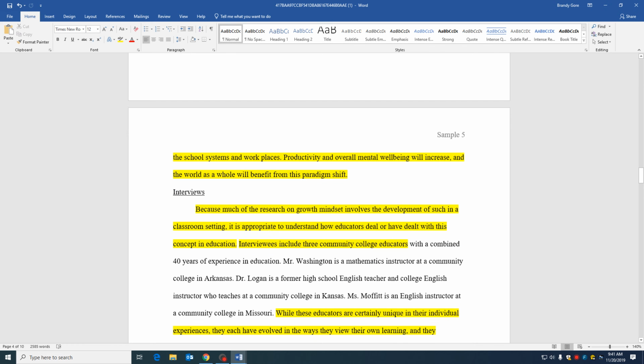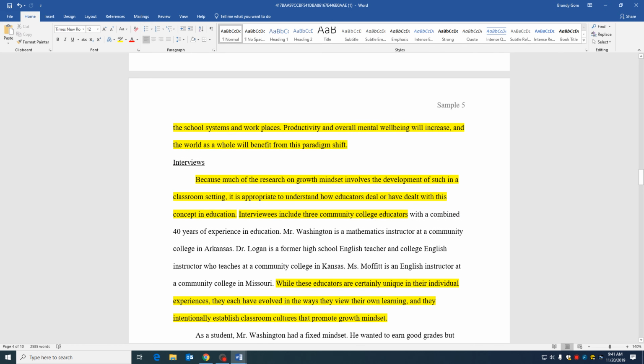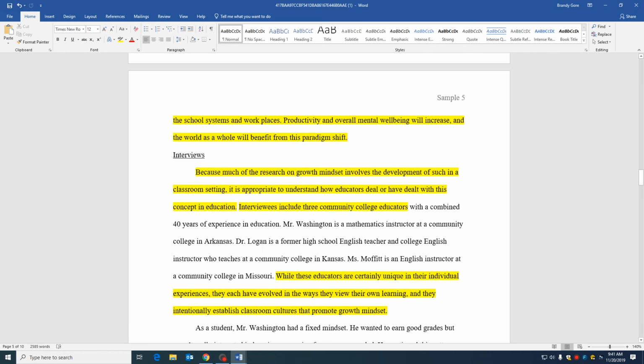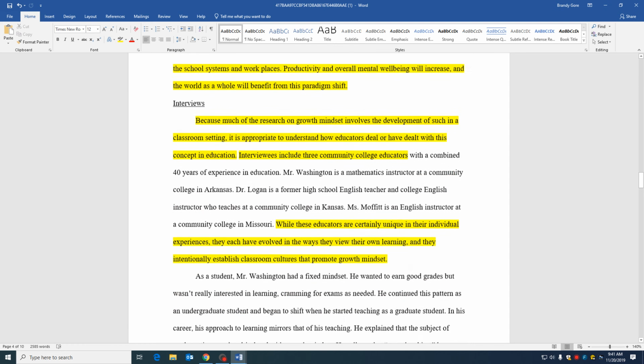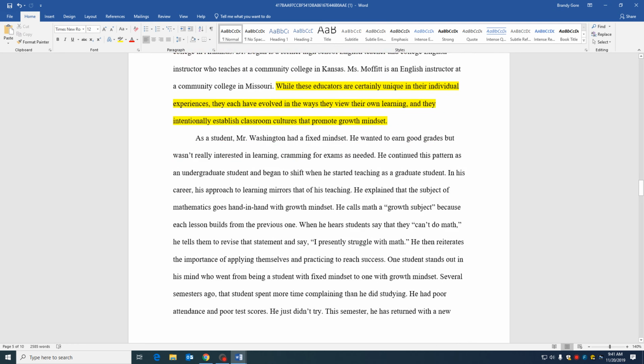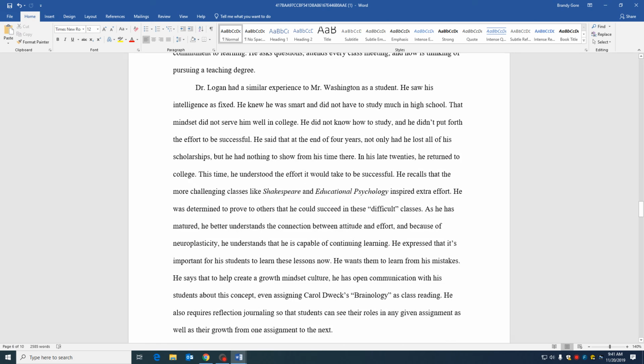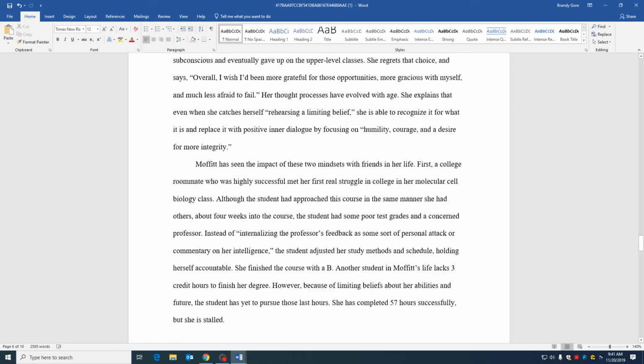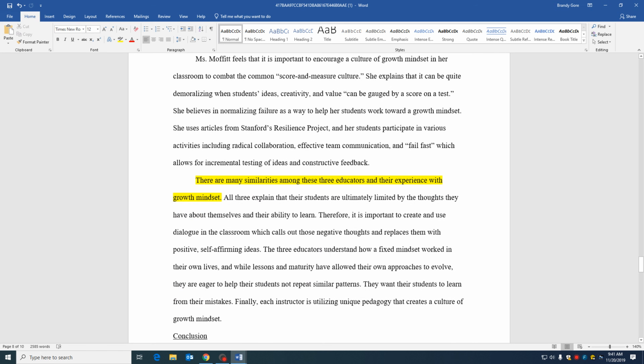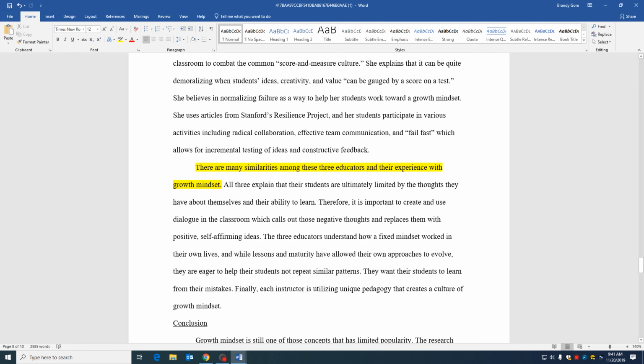Notice that there is no list of questions in the interview section, and there's no first-person point of view. Just jump right to it. Interviewees include these educators, Mr. Washington, so forth and so on. So you do not have to use first-person point of view. All right, one more thing here. And then you just need to wrap up how all the interviews connect, okay?